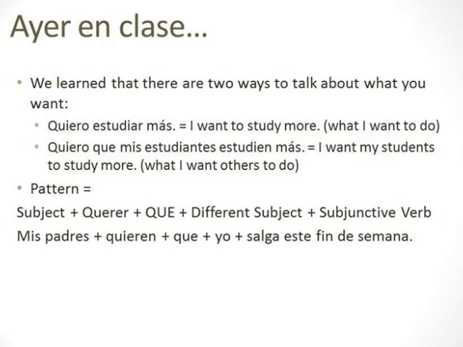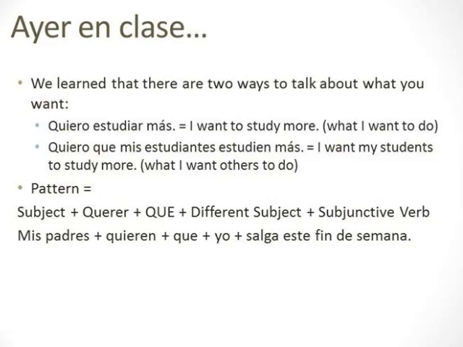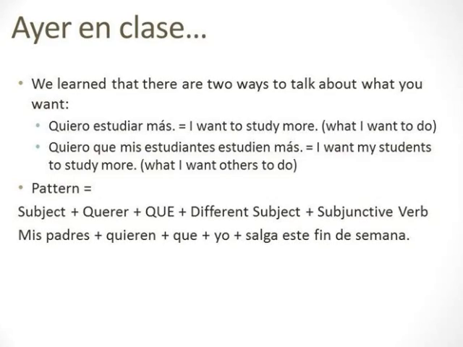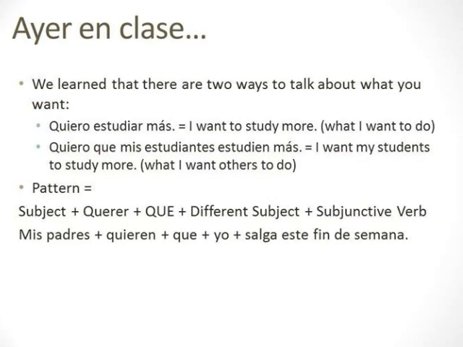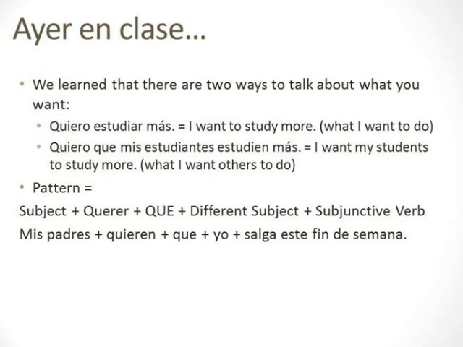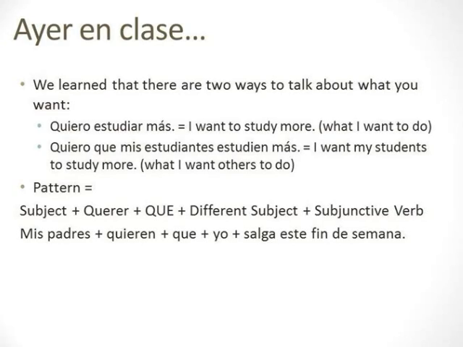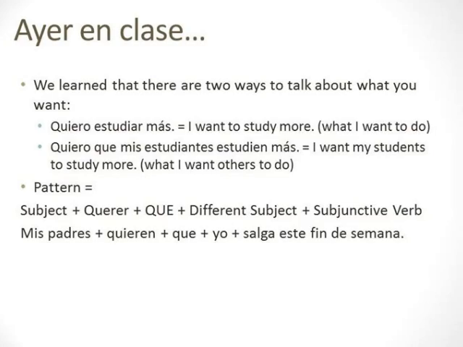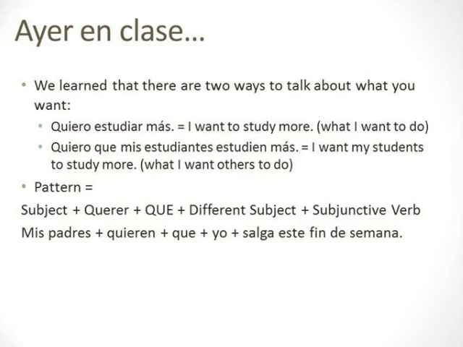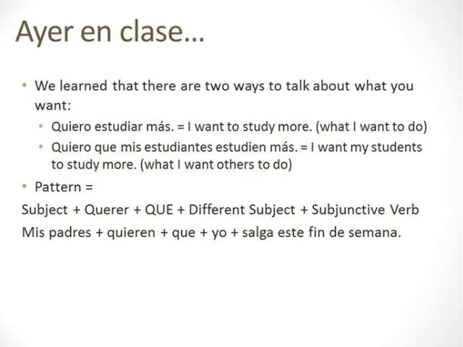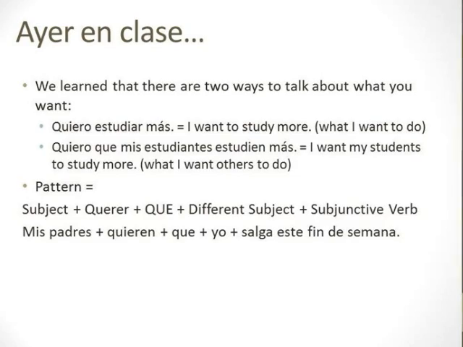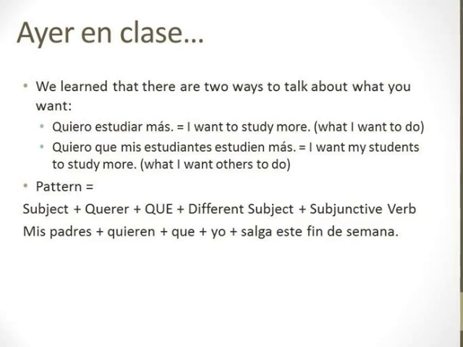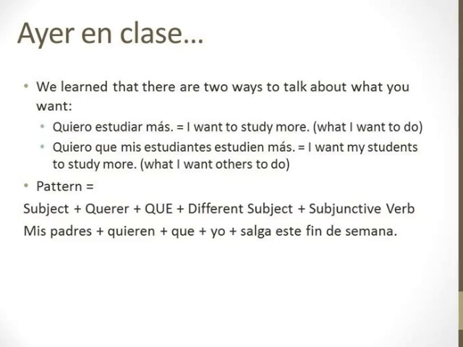You can talk about what you want, or you can talk about what you want other people to do. So if you're just saying what you want, you say quiero plus the infinitive of whatever the thing is that you want to do. So quiero estudiar más, quiero dormir más, quiero comer más. But if you want someone else to do something, there's a different structure you need to use. So we have the example here, quiero que mis estudiantes estudien más. I want my students to study more.